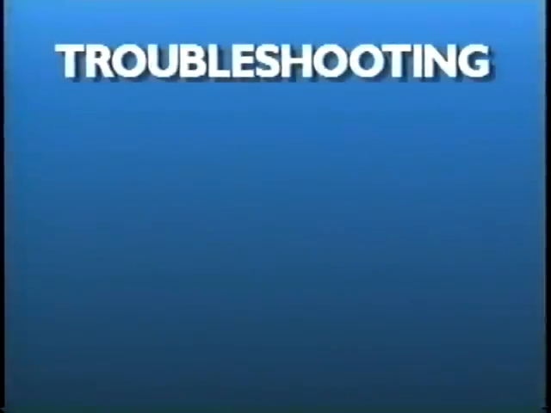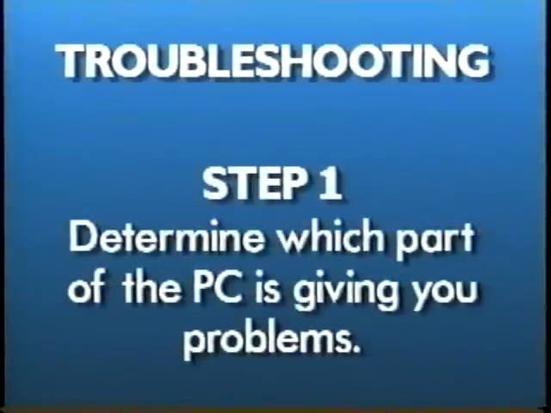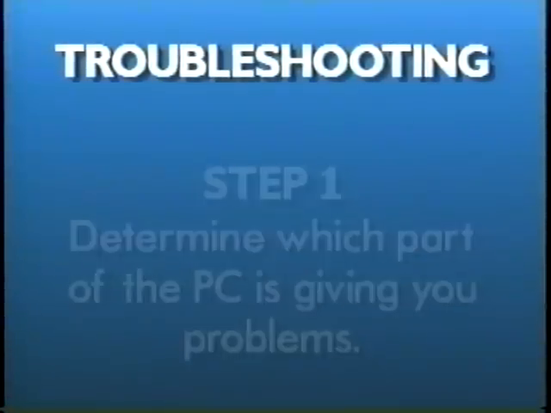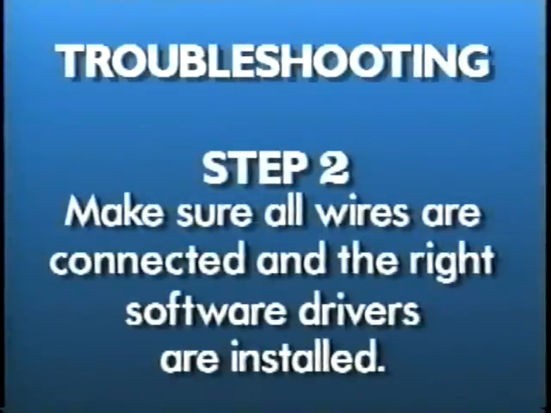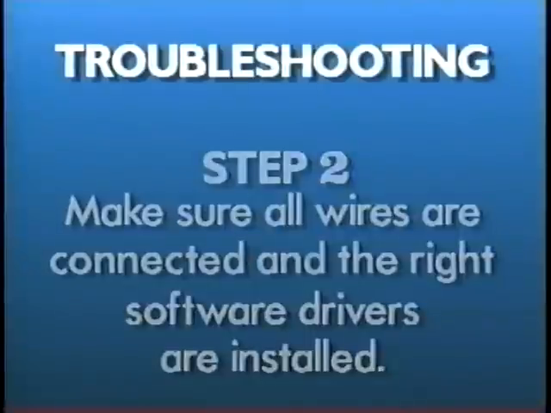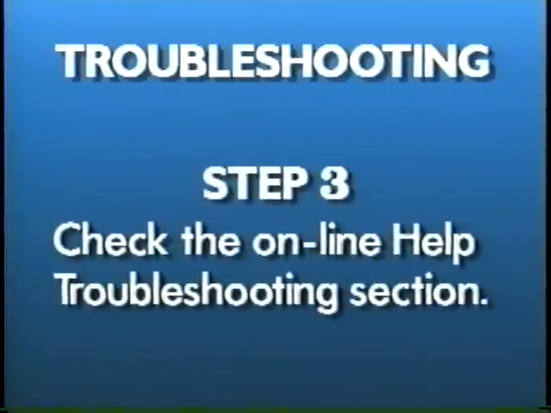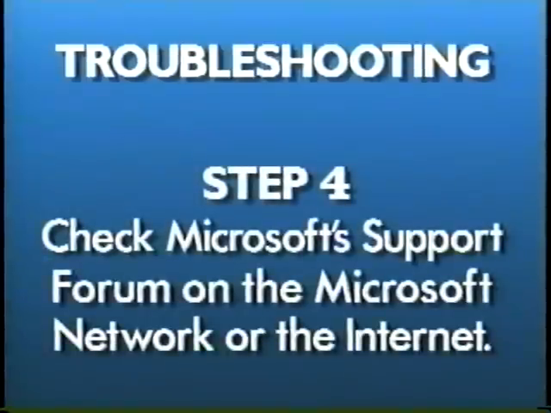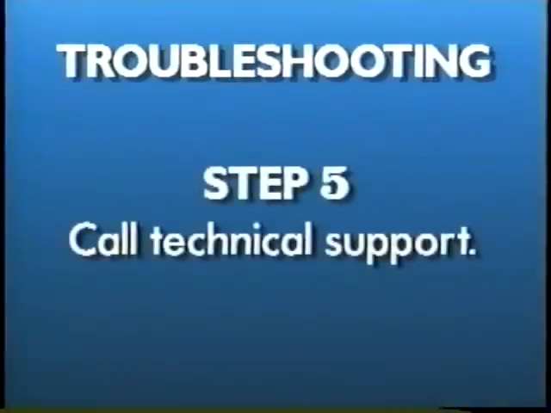So let's review the 5-step process. Figure out which part of the computer is giving you problems. Make sure all the wires are connected and the right software drivers are installed. Look in the online help troubleshooting section for advice on checking your problem. Check Microsoft Windows 95 support forum on the Microsoft network or on the internet. If you still can't figure out what the problem is, call the technical support line at Microsoft or your computer manufacturer. Remember, the answers to your questions are only the push of a rewind button away.